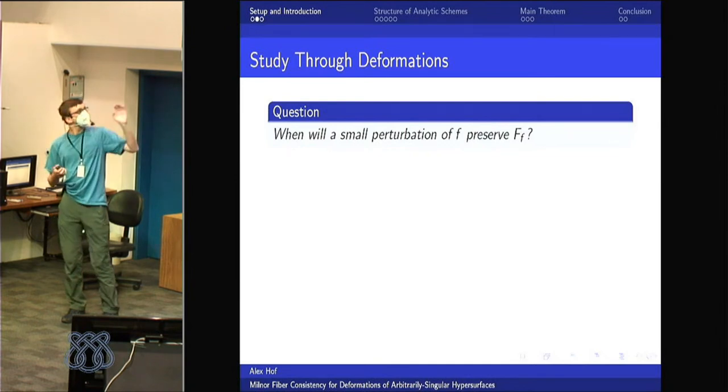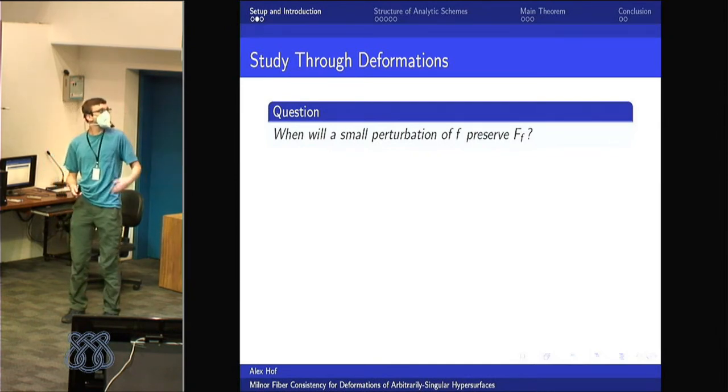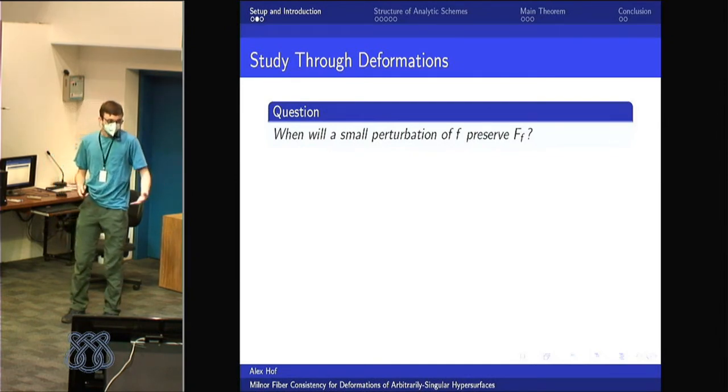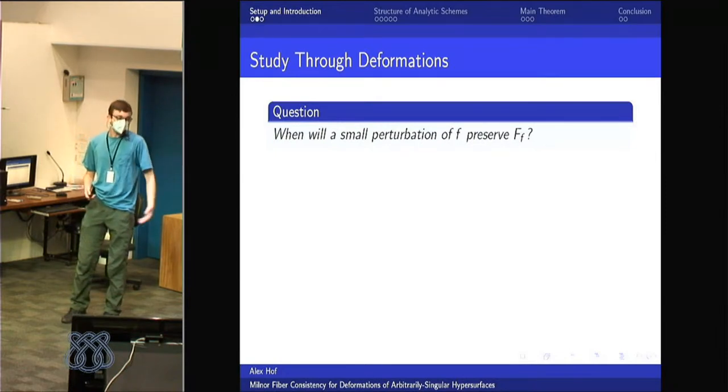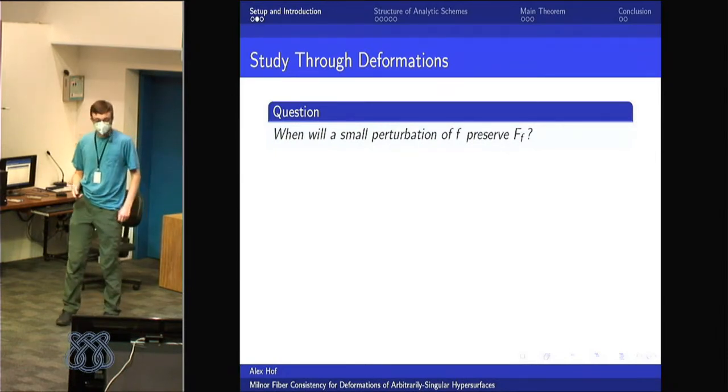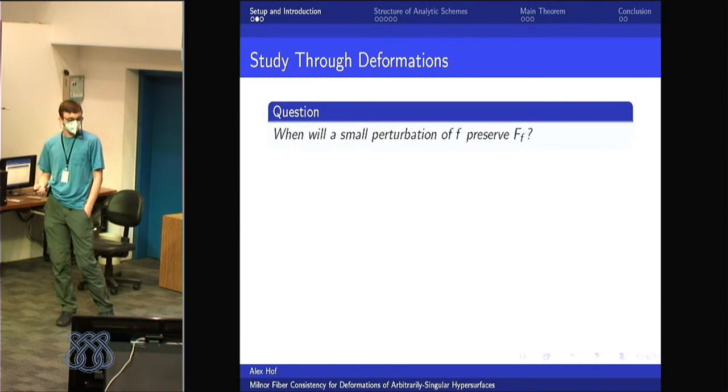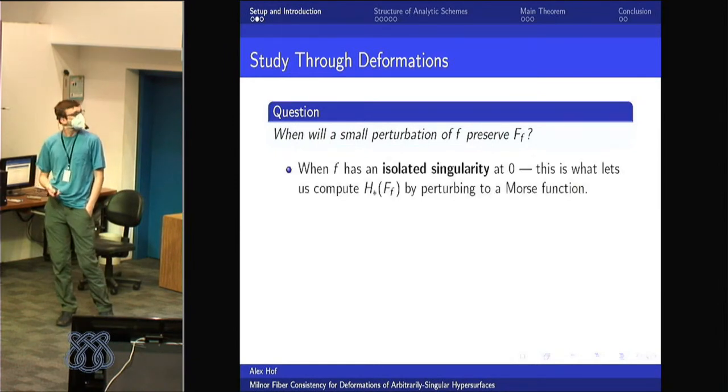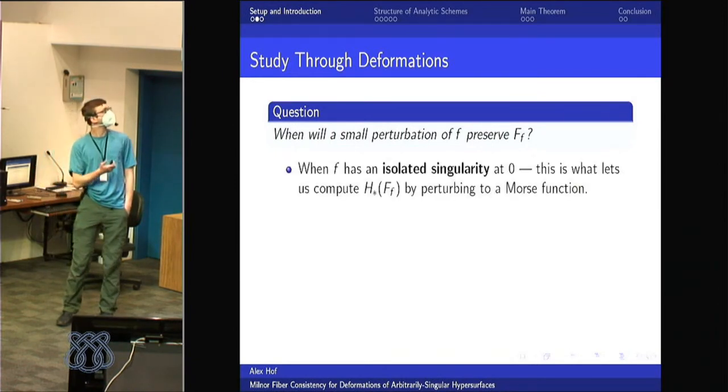And right now I've left this question deliberately a little vague. This could mean on the level of diffeomorphism type. It could mean on the level of homotopy type. It could just mean on the level of homology. But I want to review some situations in which this is already known to happen.